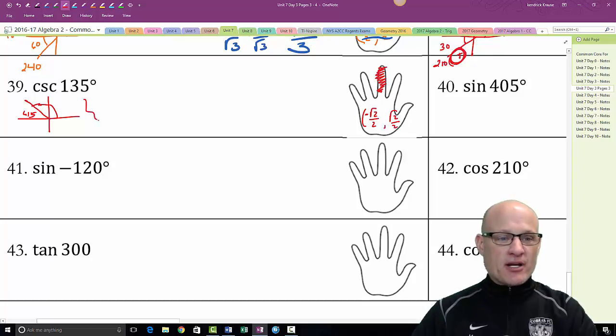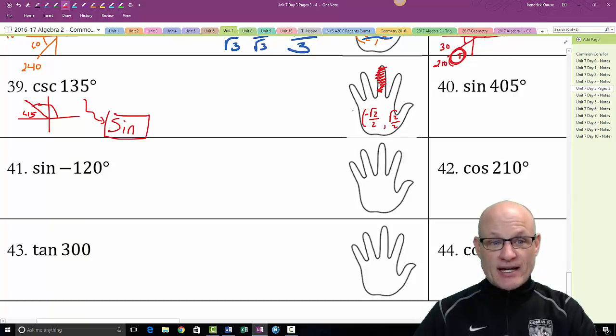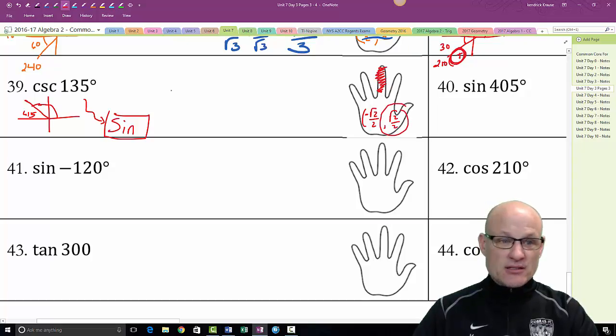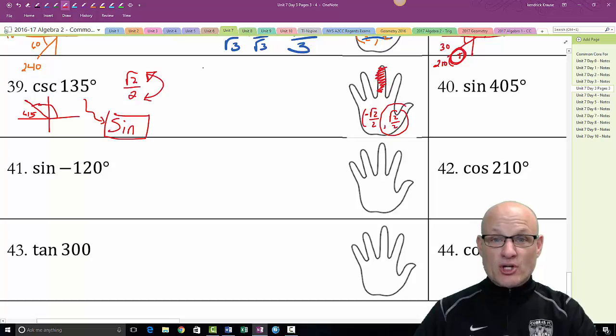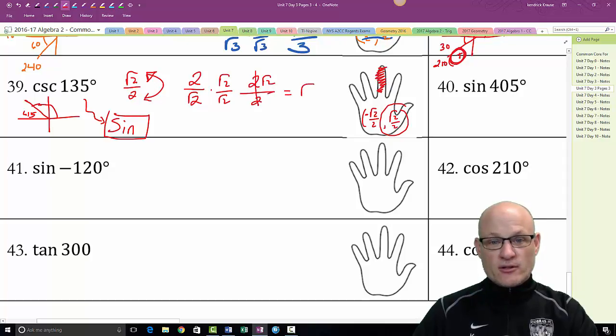Now, cosecant, because we don't like you, goes with sine. It is the reciprocal function of sine. Right? Remember the c and the s go together? So I need the y value. All right, square root of 2 over 2. But remember, I have to take the reciprocal of this. So it's 2 over radical 2. And if I simplify that, I multiply by square root of 2 over square root of 2. I get 2 square root of 2 over 2, which is just the square root of 2.